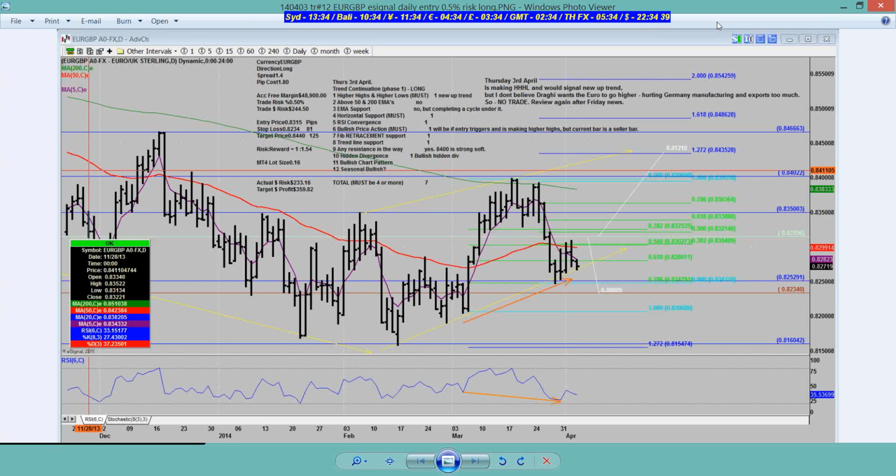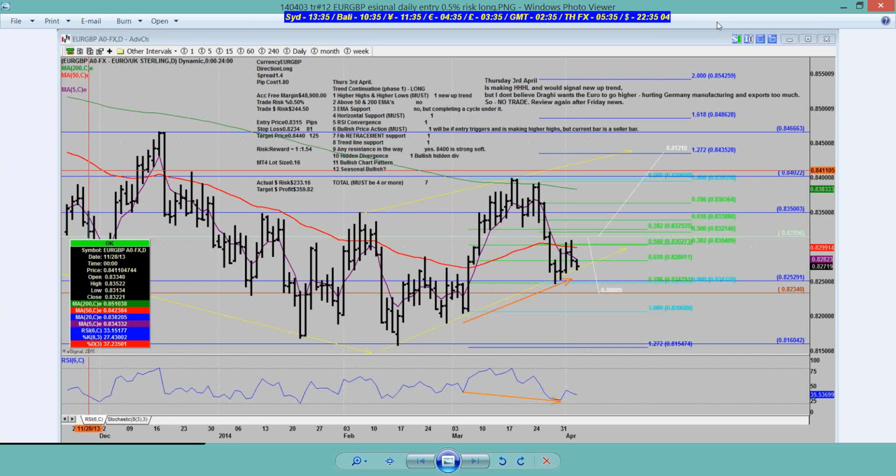The CAD. My fundamental belief is that the CAD's bottomed and is turning, but there's a lot of setups in the CAD in terms of taking it shorter, continued weakness in the CAD, and that's kind of against my fundamental belief. But at times, your fundamentals can be wrong as well.